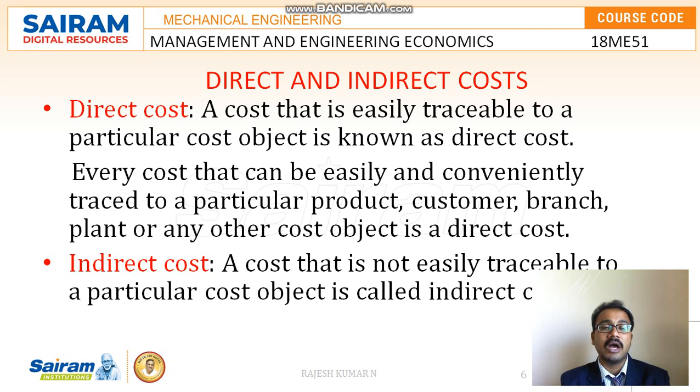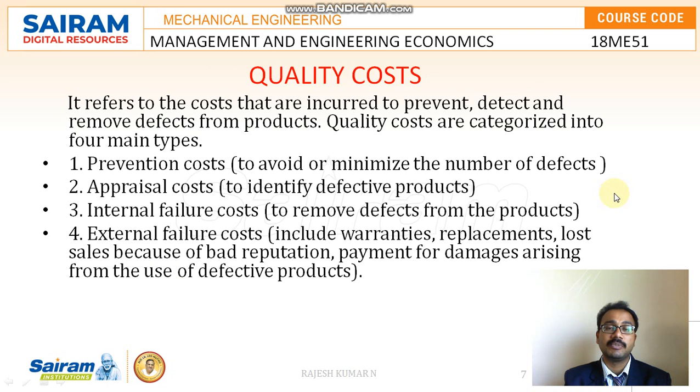And apart from this, we have a few more classifications, that is direct cost and indirect cost. Direct cost is a cost that is easily traceable to a particular cost object, and every cost that can be easily and conveniently traced to a particular product, customer, branch, plant, or any other cost object is a direct cost. Indirect cost is not easily traceable to a particular cost object. The examples I have given, the same set of problems we will be discussing, so obviously we can avoid the confusions when we solve the direct and indirect cost problems.